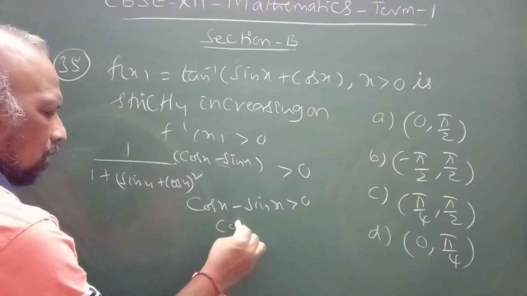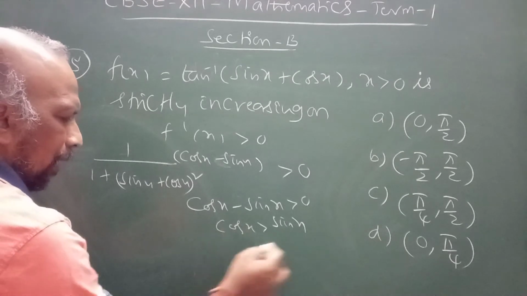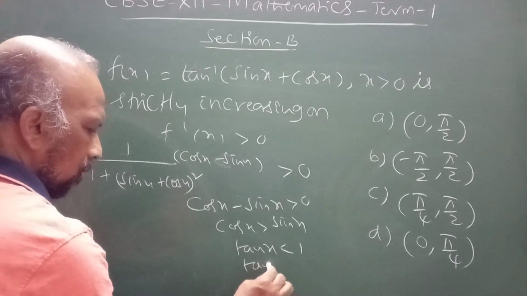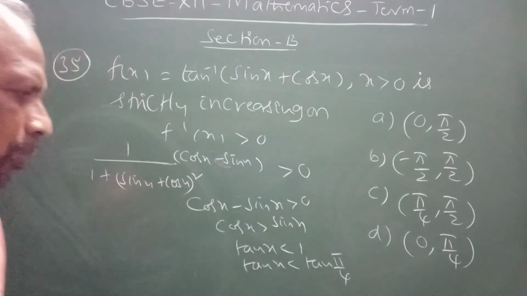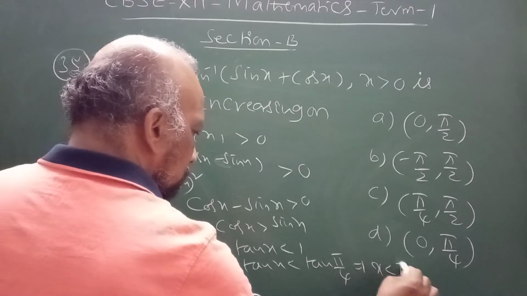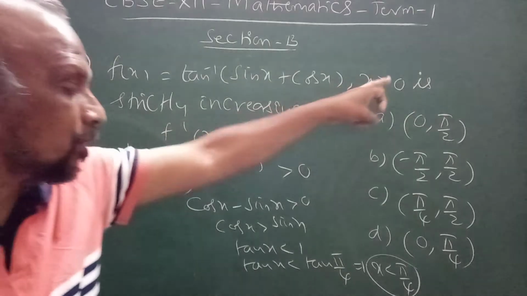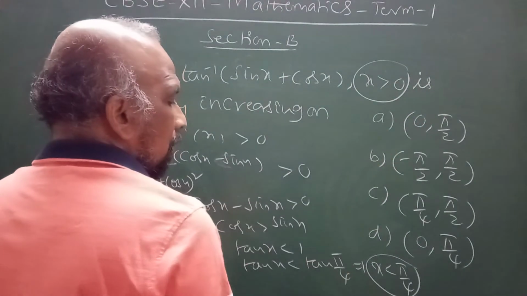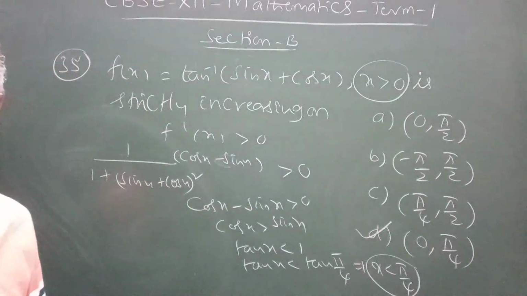Then I can write cos x greater than sin x. So sin by cos means 1 greater than tan x. That means tan x less than 1. So tan x less than tan pi by 4, since 1 is tan pi by 4. Then from this I can conclude x less than pi by 4. But they have mentioned x greater than 0. Since x greater than 0 is given, your answer is 0 less than x less than pi by 4. Option D is your answer.